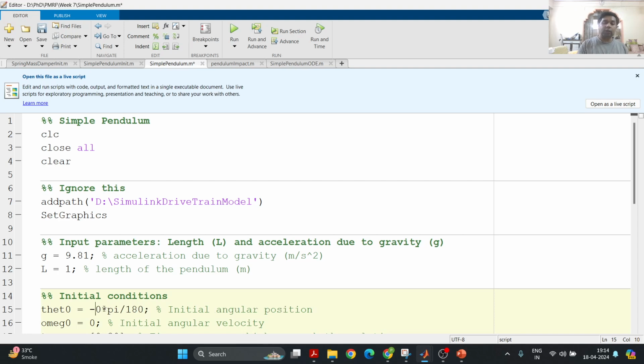So let us say, to start with, we displace the pendulum initially at an angle of 10 degrees and release it, and let us see how the solution looks.